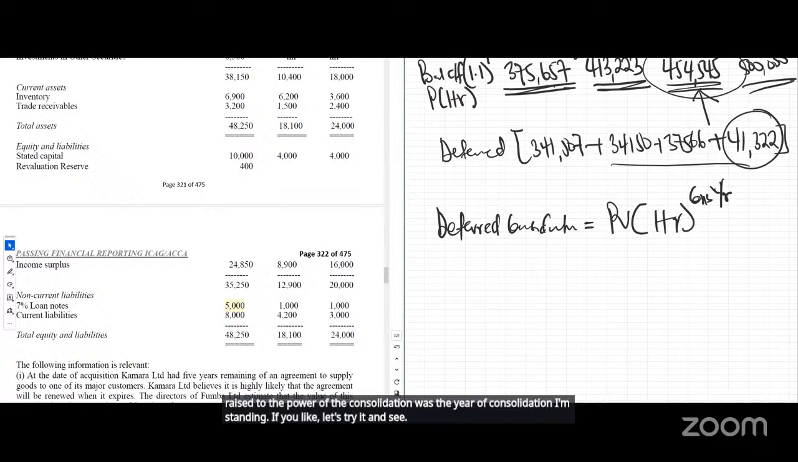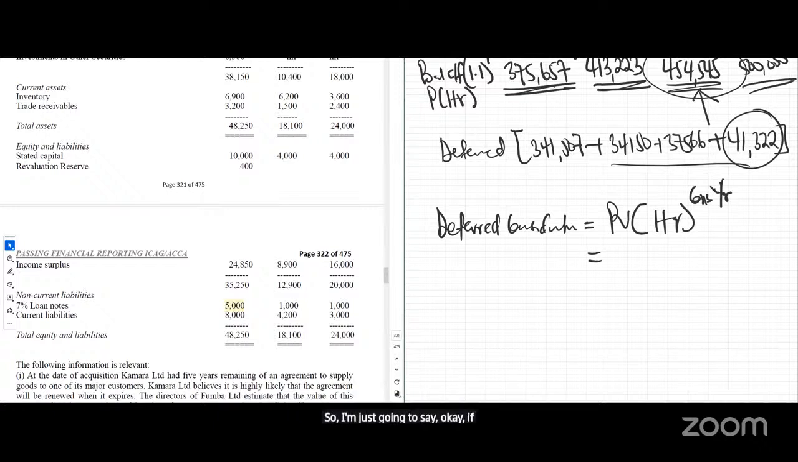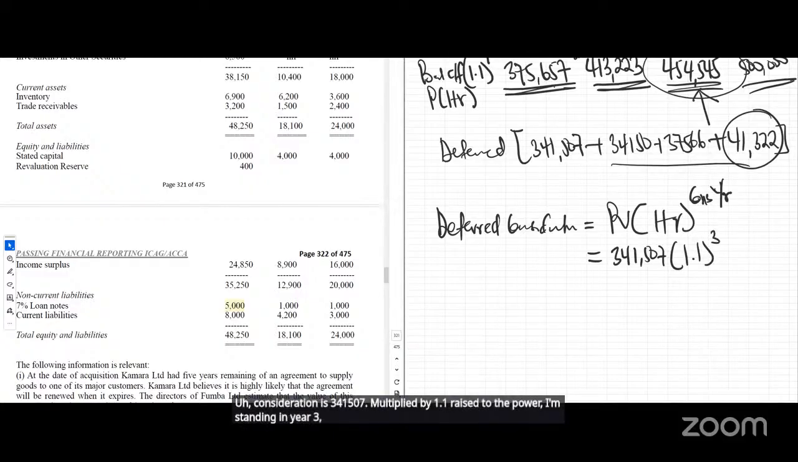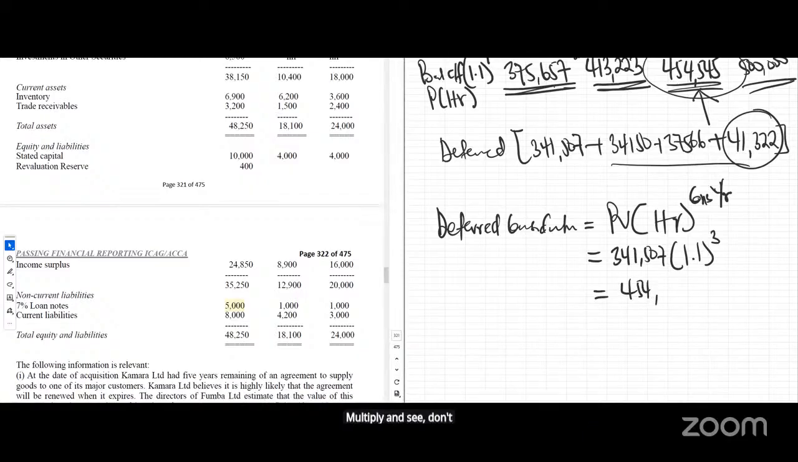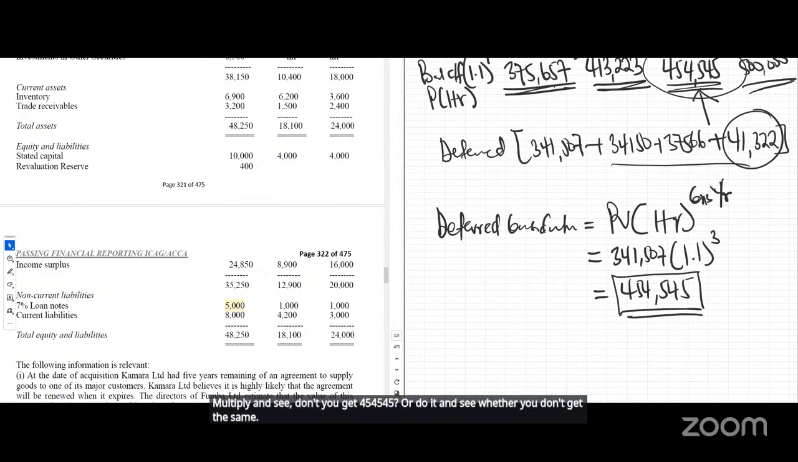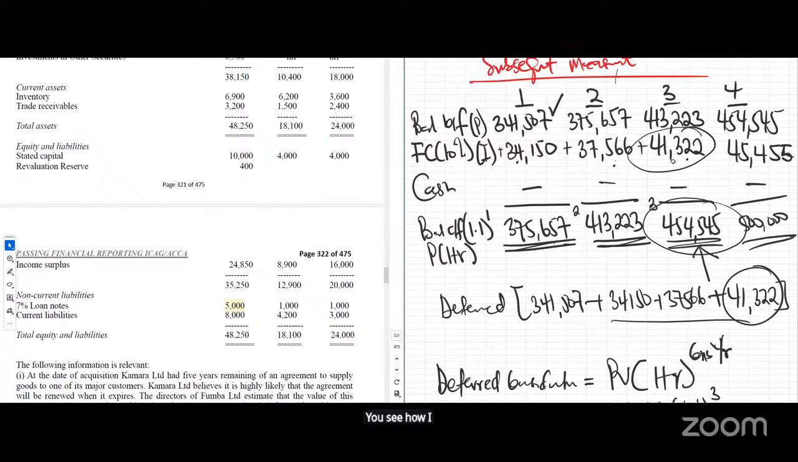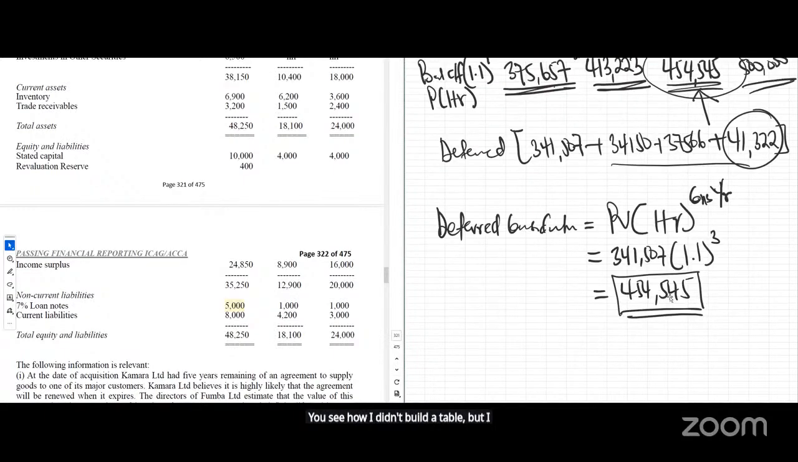So if I want my deferred consideration, it is 341,507 multiplied by 1.1 raised to the power, I'm standing in year 3, right? So raised to the power of year 3. Multiply and see. Don't you get 454,545? Do it and see whether you don't get the same. You see how I didn't build a table, but I came to get the same 454,545.